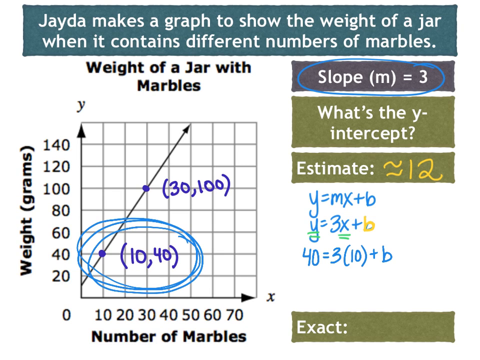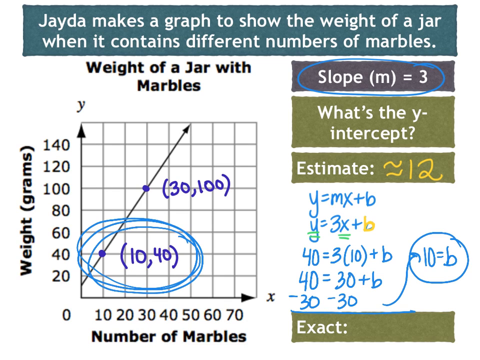And then we have an equation that's easy to solve. First, we'll make it simpler. 40 equals 30 plus b. To solve this equation, we'll subtract 30 from each side. And we know 40 minus 30 is 10, so b equals 10. So our y-intercept is 10. So a little different than my estimate from earlier.